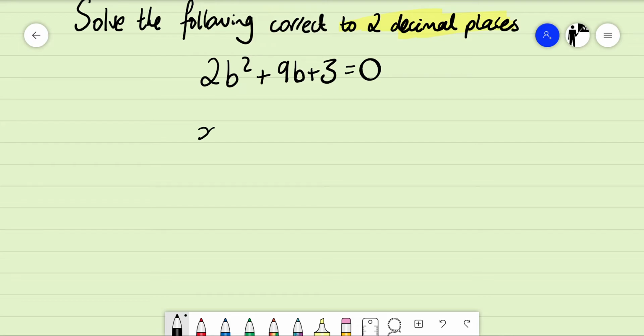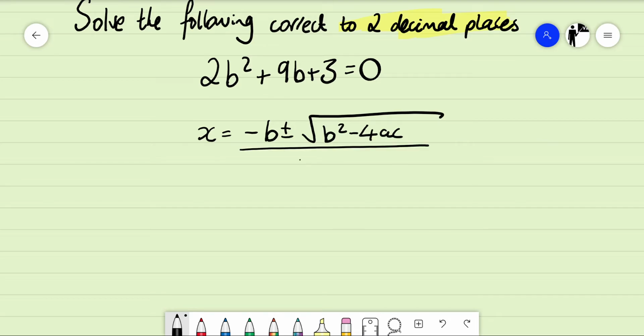If it says solve and it gives us some rounding, that's a clue that we're going to use the quadratic formula. Okay, so the quadratic formula, minus b plus or minus the square root of b squared minus 4ac over 2a. One thing that's important is that the full thing is over 2a. So we need to write down our values of a, b and c. a is the value that multiplies the squared term, so a is 2. b is the value that multiplies the term on its own, so b is 9. And c is the term at the end, so c is 3.